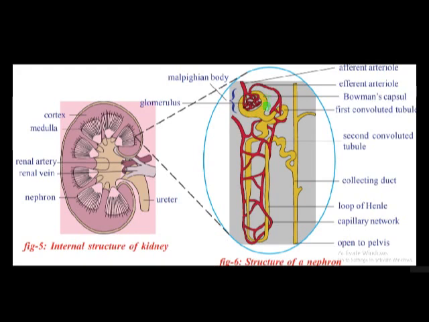This Bowman's capsule or Bowman's cup is surrounded by squamous epithelial cells, a single layer of epithelial cells. These cells are called podocytes. In between the podocytes, small holes are there. Through these pores, the urine is collected into the nephron like this.